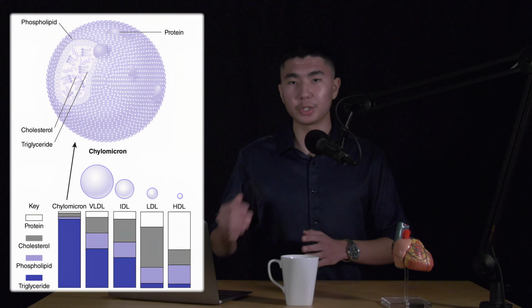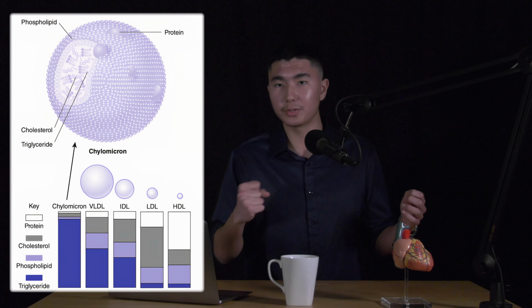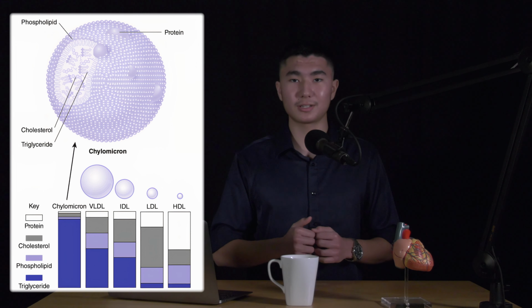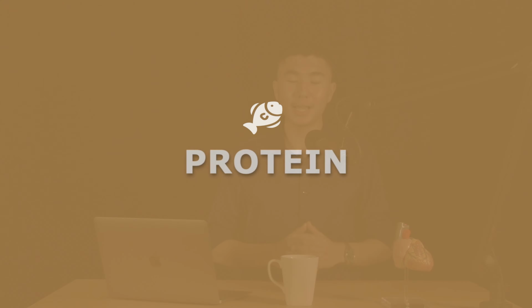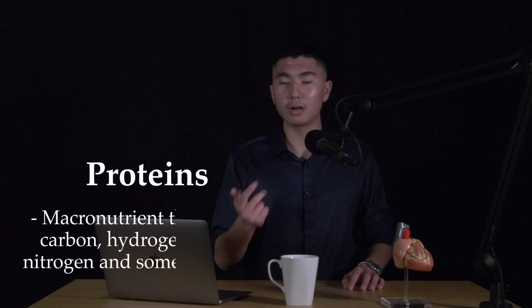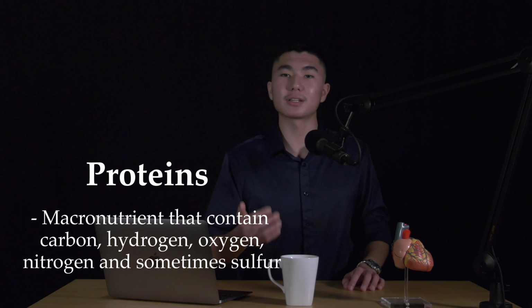Now, as you can see from the chart, going from the chylomicron all the way to the HDL, the size decreases, but the density increases. Now, let's talk about protein. And protein is derived from the Greek word proteos, meaning primary. Now, proteins are made of carbon, hydrogen, oxygen, nitrogen, and even sulfur.